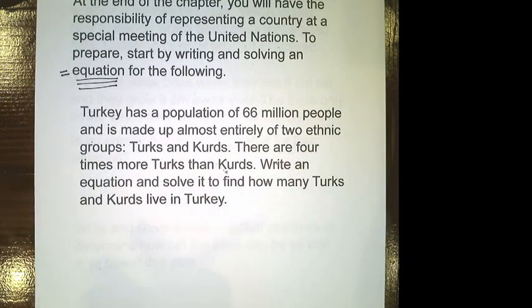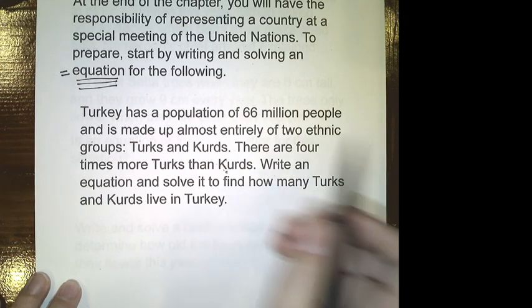So we have Turkey has a population of 66 million people, and it is made up of almost entirely two ethnic groups, Turks and Kurds. There are 4 times more Turks than Kurds. Write an equation or system of equations and solve it to find how many Turks and Kurds live in Turkey. So I want you to take a minute to try to figure out what your 2 equations are. So pause the video, come back when you think you have them.